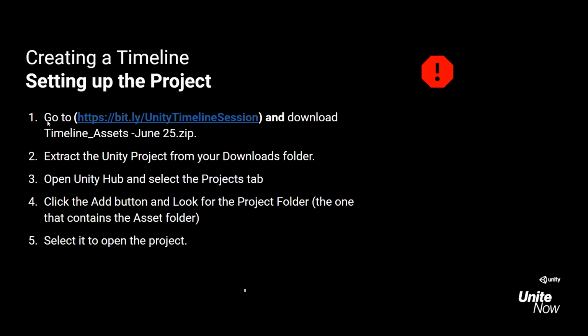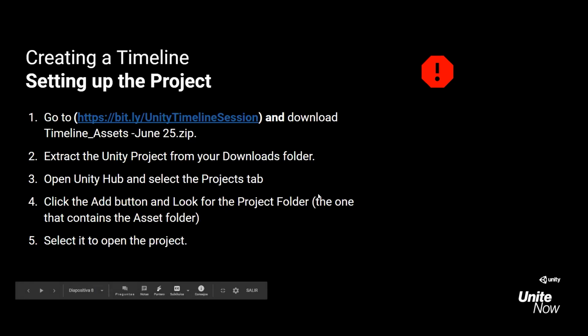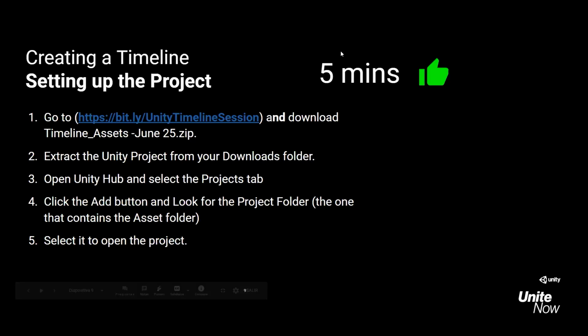So for today, you will need these assets. You have the link in the chat already. Extract the Unity project. This is a Unity project, not a package, so you have to extract the project from your downloads folder. Open Unity Hub and select this project: click the Add button, look for the project folder, select it and open the project. This is your turn. You have 5 minutes.